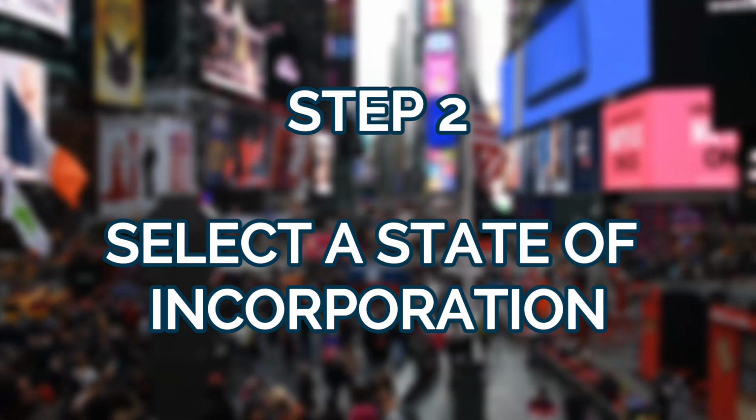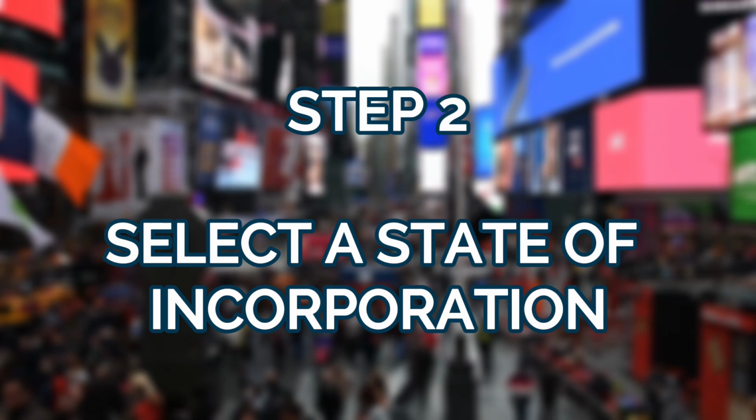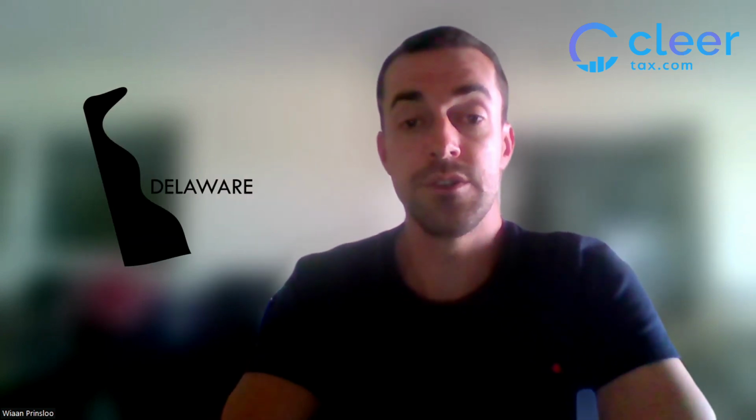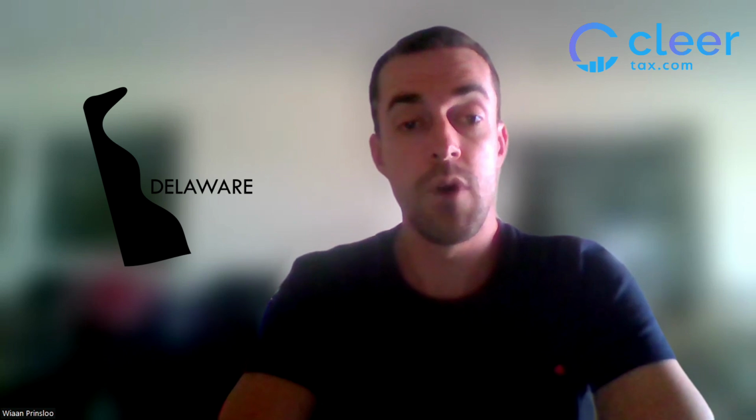The next step is choosing the state where you will incorporate. Many businesses incorporate in their home state due to convenience, but others opt for states known for their business-friendly environments. Delaware, for example, is popular due to its flexible corporate laws and well-established court system. Nevada offers favorable tax structures, and California is another frequent choice due to its large economy. Consider the specific benefits and regulations of each state before making your decision.